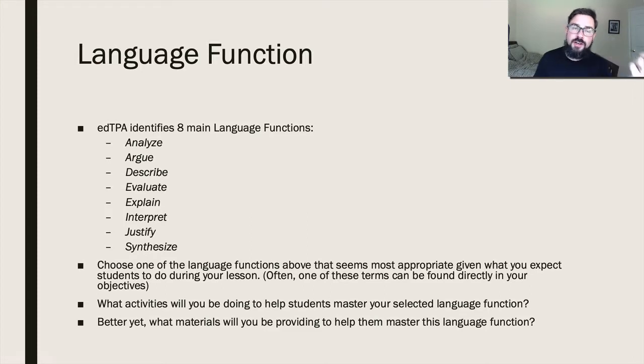You just need to figure out what is the main language function, what is the skill you want them to do. And then you have to think about what activities you'll be doing to help students master that language function, and better yet, what materials will you provide them? And so what are some supports that can help students analyze a text a little bit clearer?